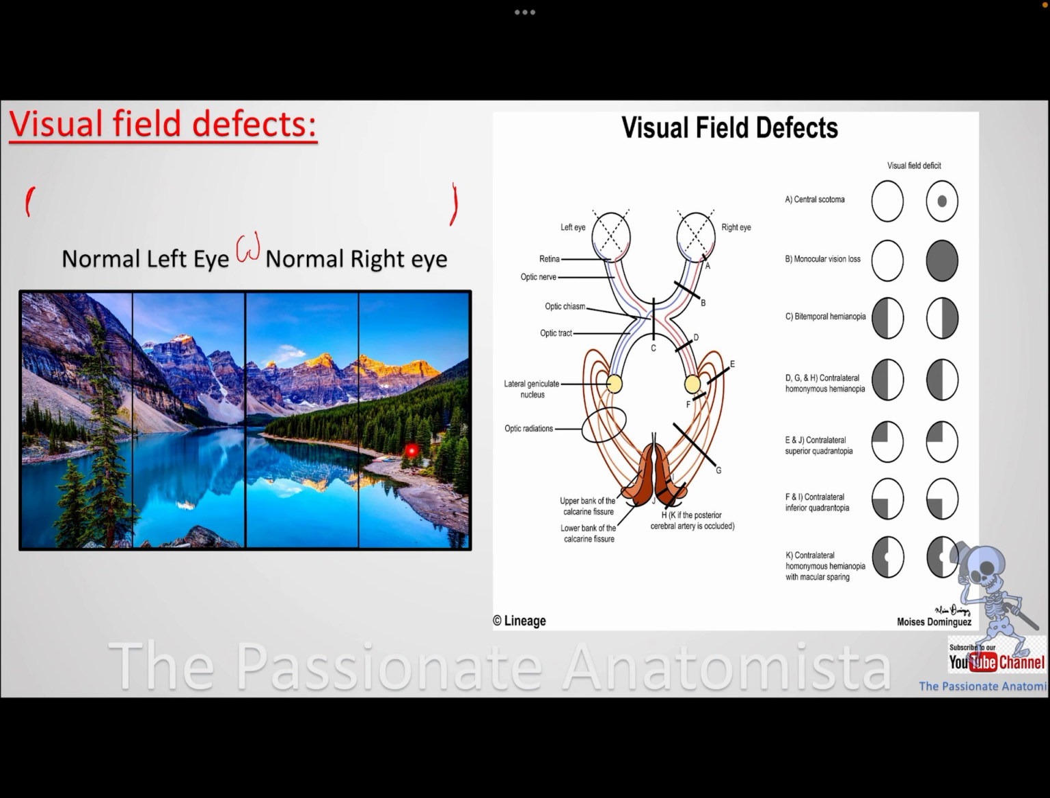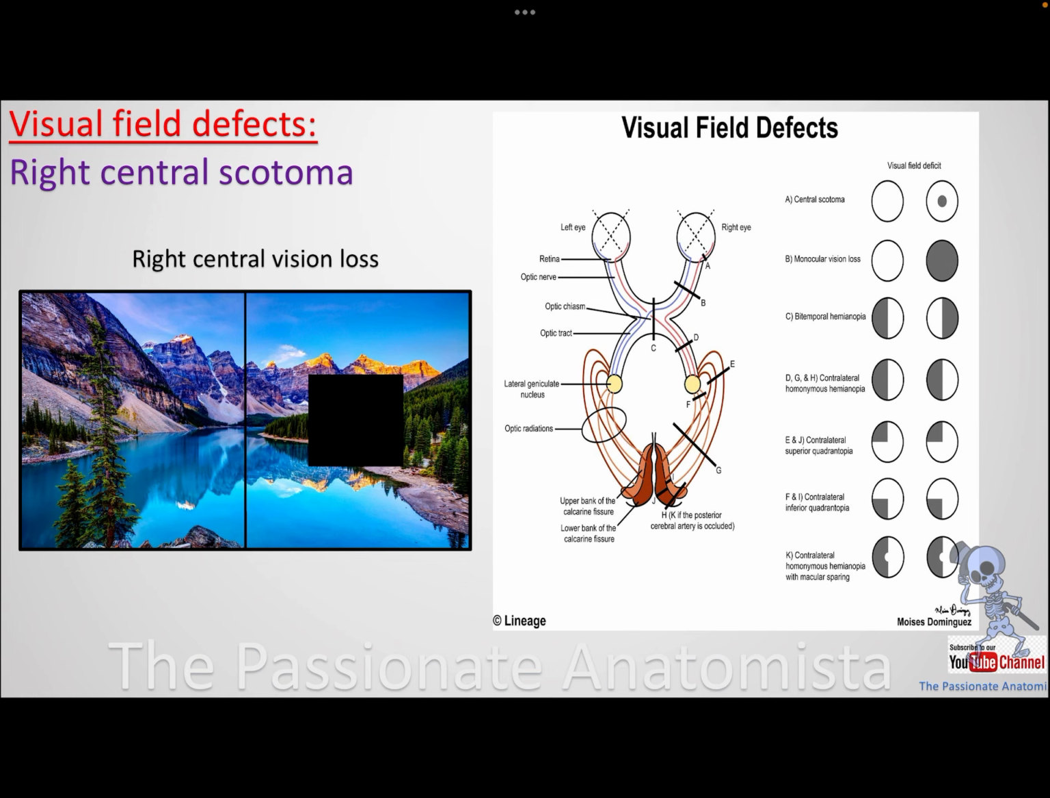I have a right eye. The right eye has a nasal visual field, and it has a temporal visual field. My left eye has a nasal visual field, and it has a temporal visual field. So what will happen if I lose my optic nerve? So I'm now starting with the central vision.